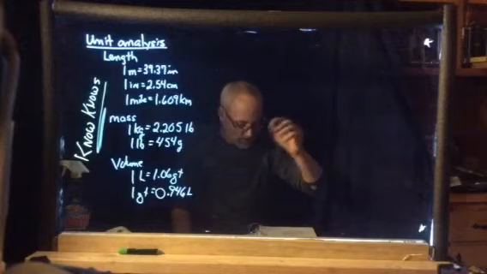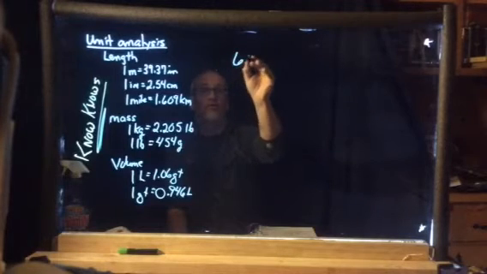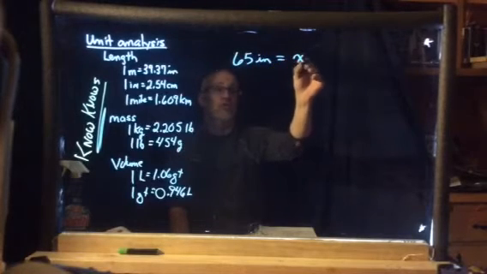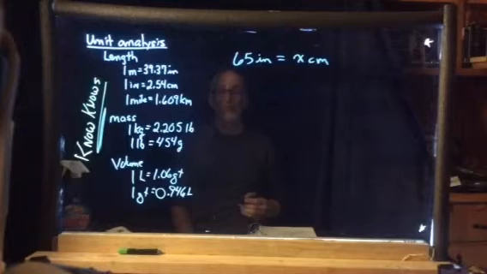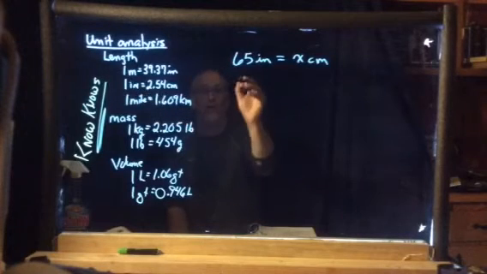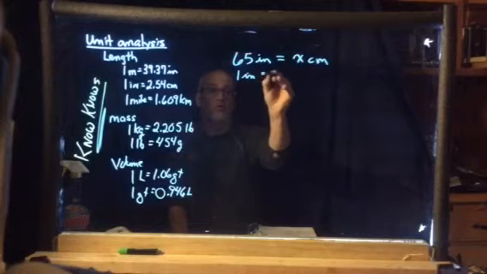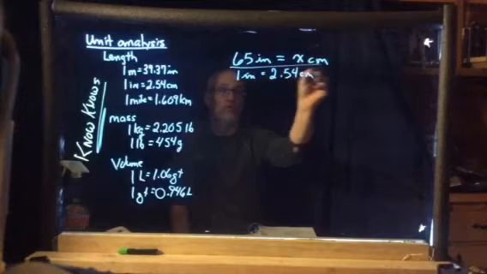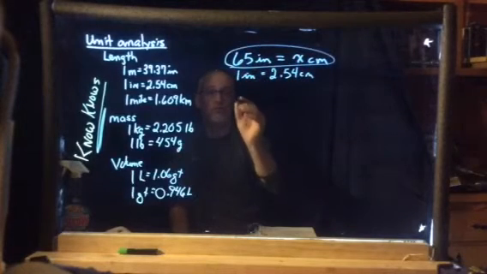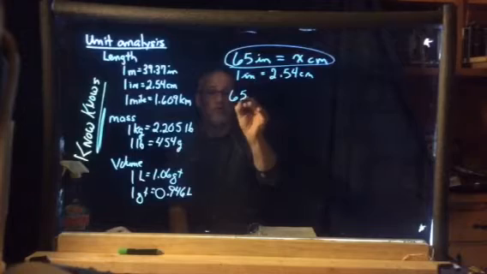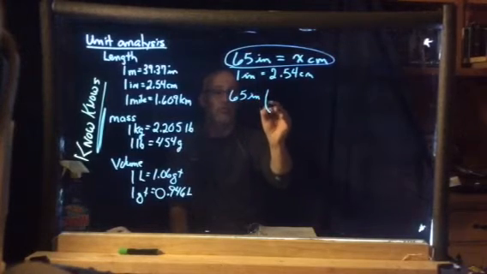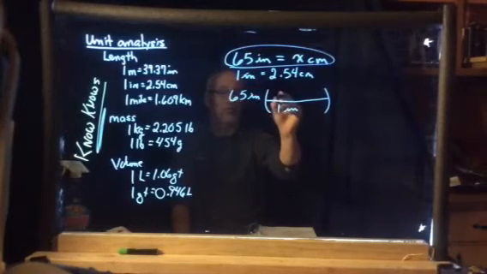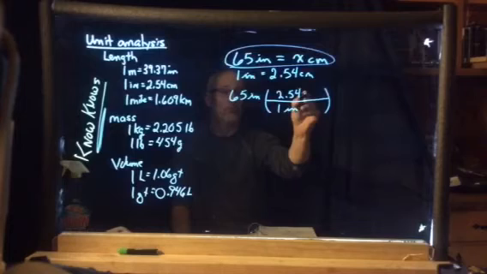So let's say we have 65 inches. I want to know how many centimeters that is. I can go over here and say, oh, 1 inch is 2.54 centimeters. So then I can start with what I need to convert: 65 inches. 1 inch is 2.54 centimeters.